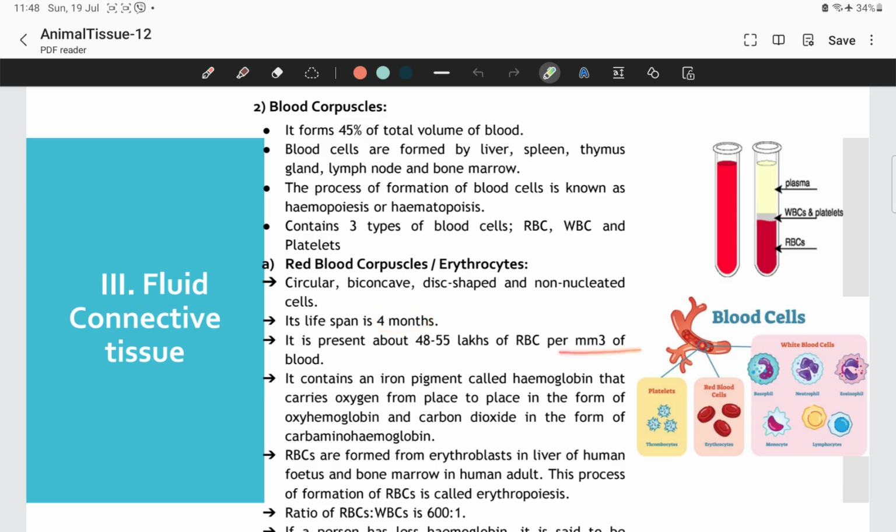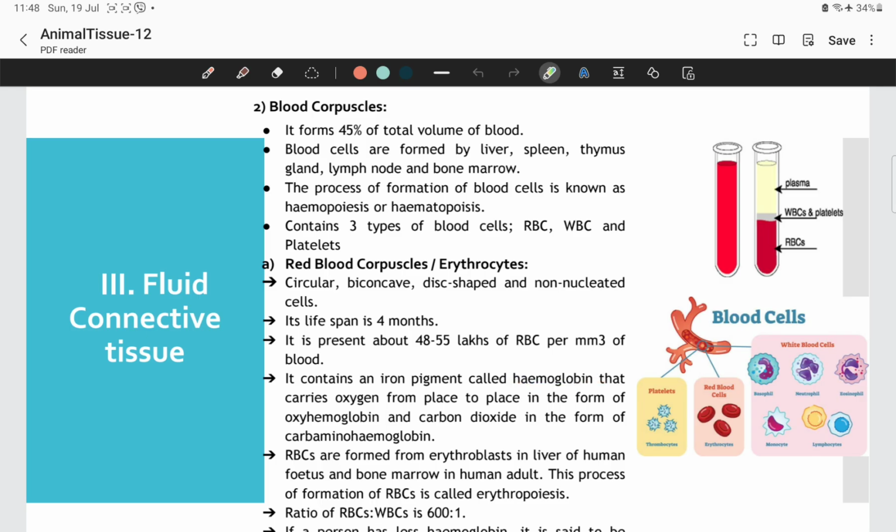In 1 cubic millimeter of blood, the number of RBC is 48 to 55 lakhs. That means it is the maximum number of blood cells found, in red color. That's why our blood is red in color. The RBC is red not because of its own color, but because it has a pigment, and that pigment is made of iron and protein, known as hemoglobin.